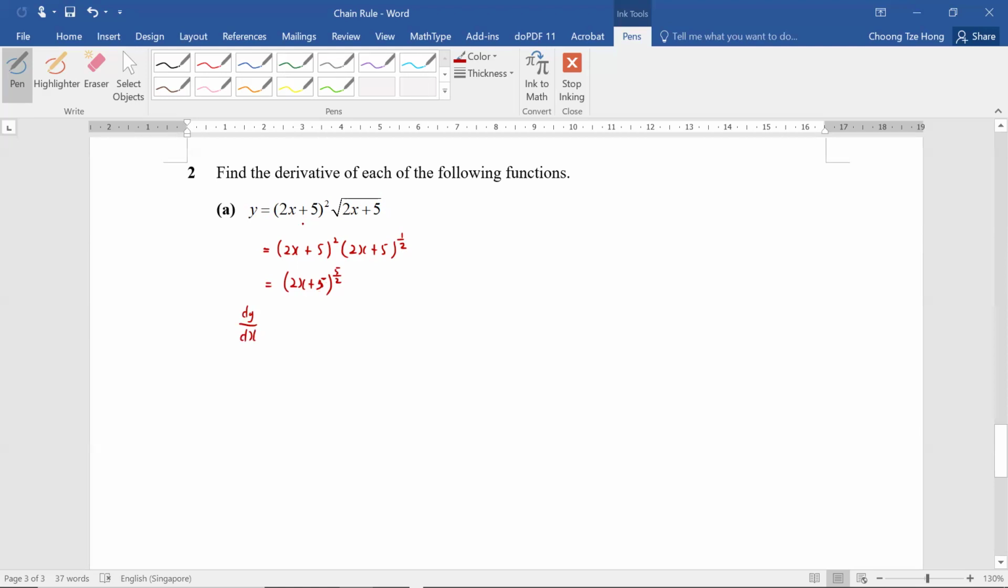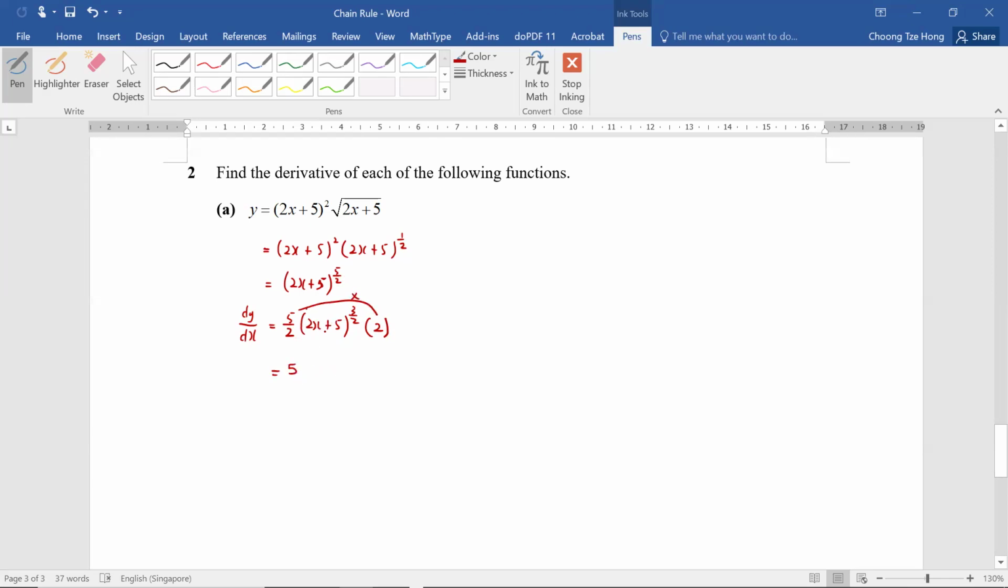If they give you y equals to the function, then the presentation is to write dy/dx. So the 5/2 comes in front, then (2x + 5). Reduce 5/2 by 1, you will get 3/2. Then differentiate inside the bracket, you will get 2. 5/2 times 2, multiply these two numbers together, you will just get a 5.